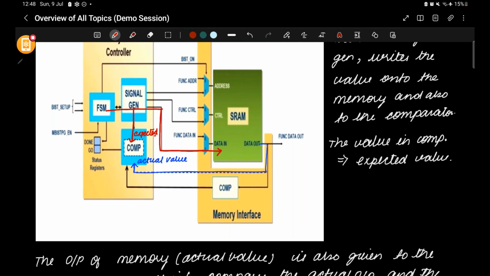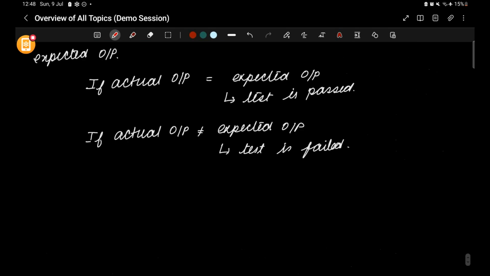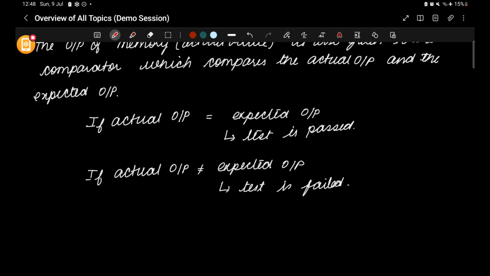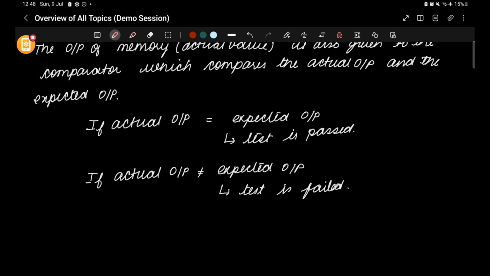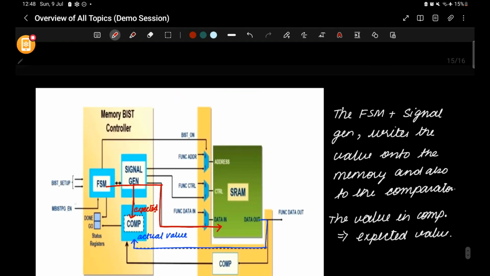Memories will be tested using test and memory BIST. We will discuss in depth the various memory faults which will occur, and also the memory test and memory BIST operation protocol. That is, this setup signal, the BIST PG enable signal. What is this go bit? What is this done bit? All these things we will discuss in depth.